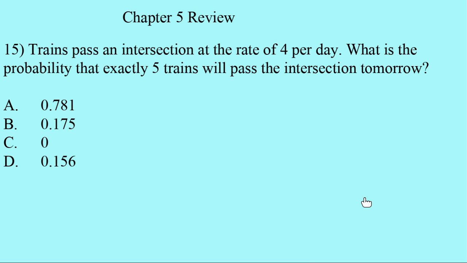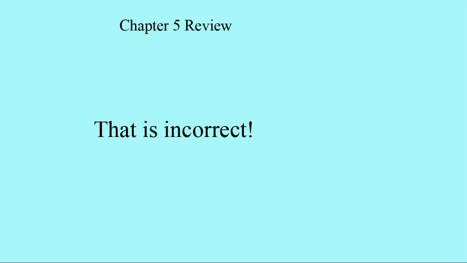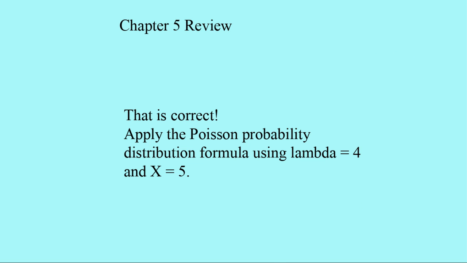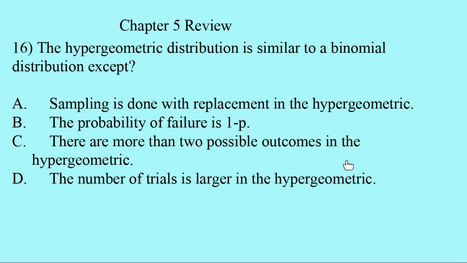D, correct. Excellent. Right. Very good. Because you are applying the Poisson probability, using lambda is 4 and x equals 5. Very good, Tony. Excellent.